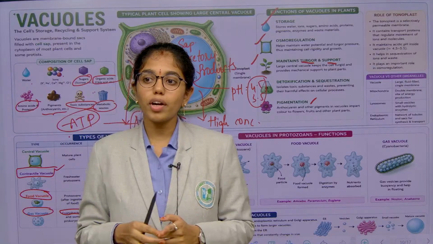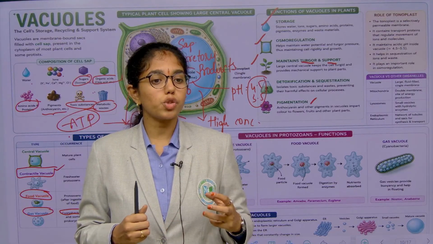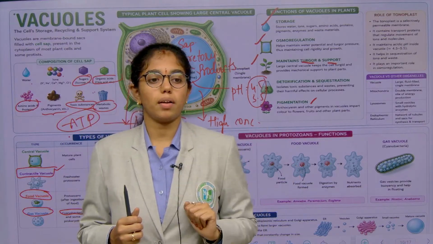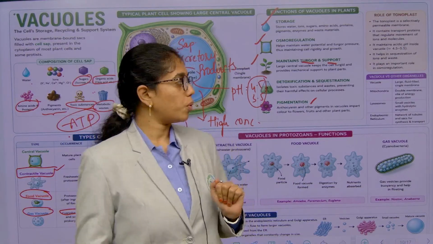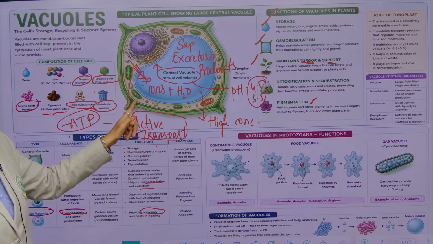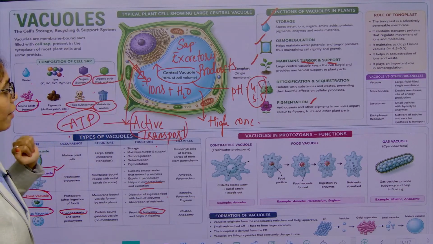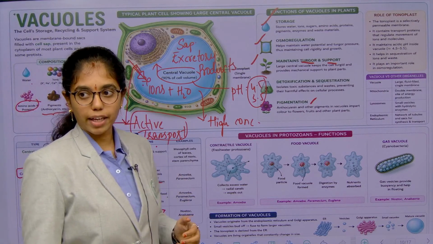It is surrounded by what membrane? Tonoplast. How are the molecules transported from cytoplasm to vacuole? Active transport, that is facilitated via ATP. It requires the energy ATP as it is against the concentration gradient. And then we have learnt on different types of vacuoles.